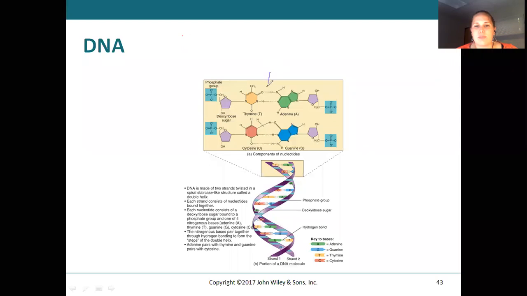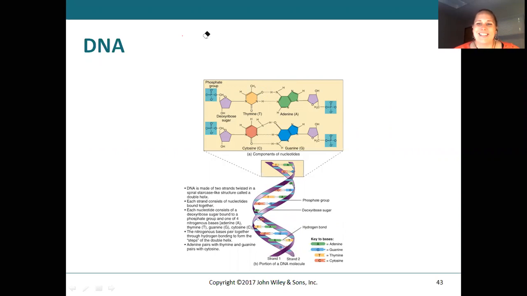And you'll notice that the difference between those bonds is that A and T have 2 hydrogen bonds. In the case of C and G, you have 3. So 2 hydrogen bonds versus 3. Again, this slide has a lot of information on it. You can see the double helical structure that you probably have seen many times when you hear people talk about the structure of DNA. And so the stairs of that staircase are those base pairs forming hydrogen bonds with one another.